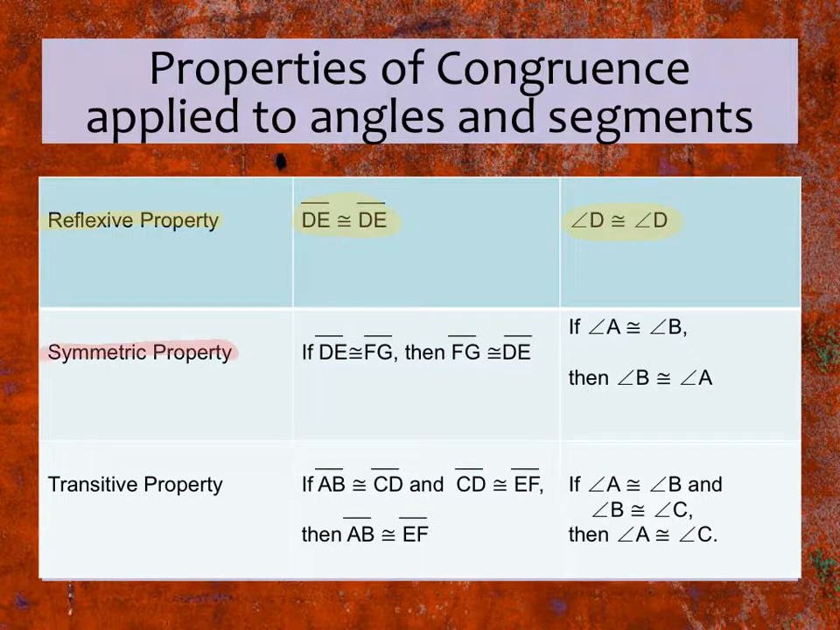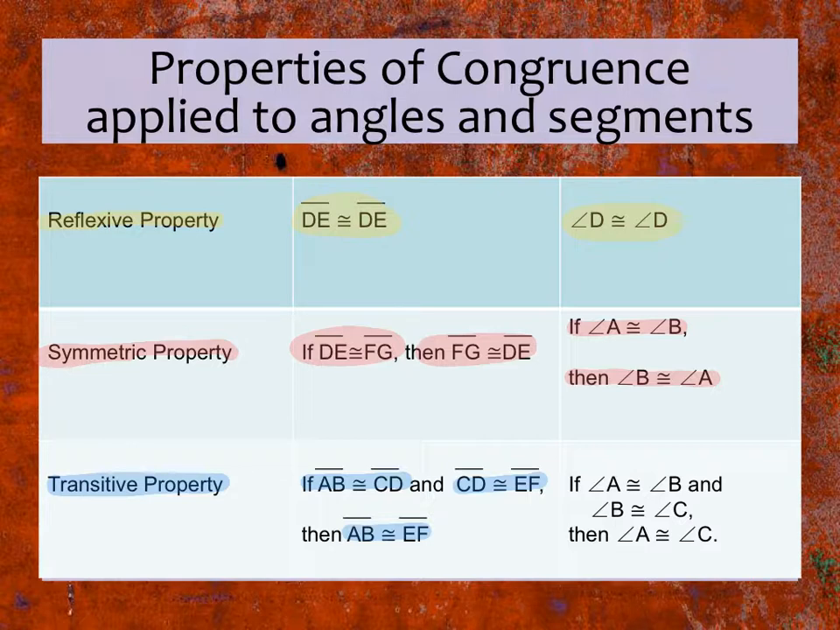The symmetric property says that if DE is congruent to FG, then FG is congruent to DE. We can reverse the order there. And for angles, if angle A equals angle B, then angle B equals angle A. And then transitive was your if and then. If AB is congruent to CD and CD is congruent to EF, then AB is congruent to EF.